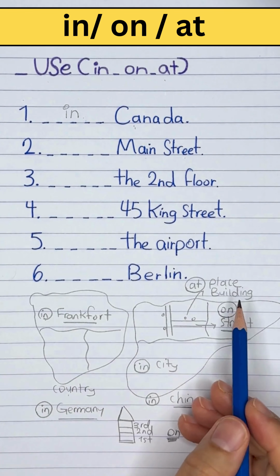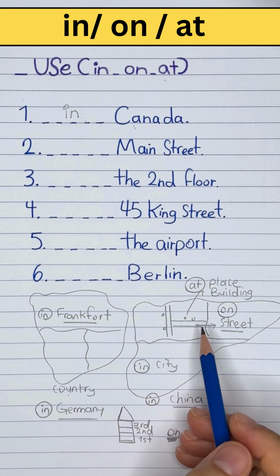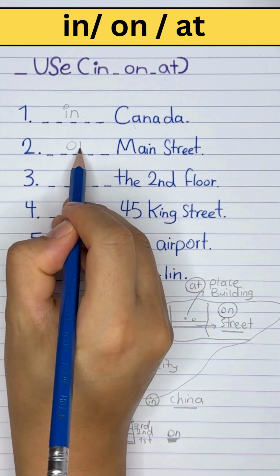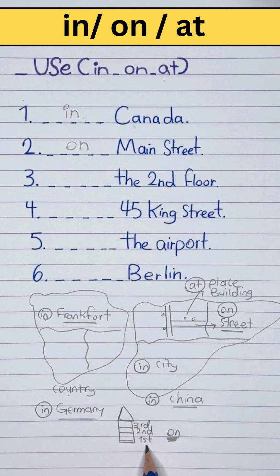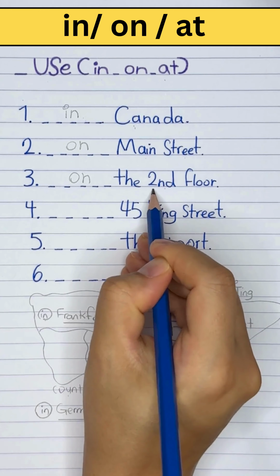Main Street is very good. Which one is a street? So we always have to say on Main Street. Second floor, very good, on the second floor.